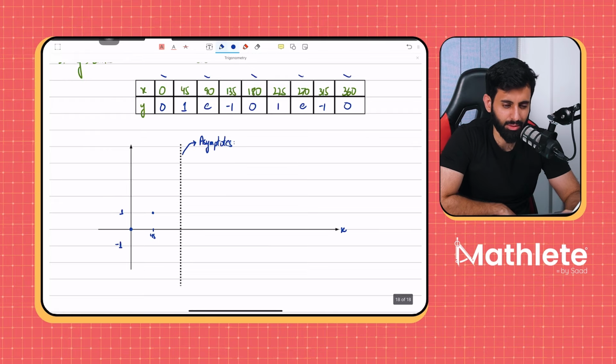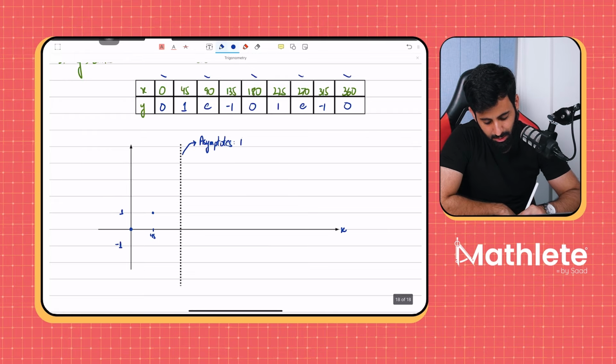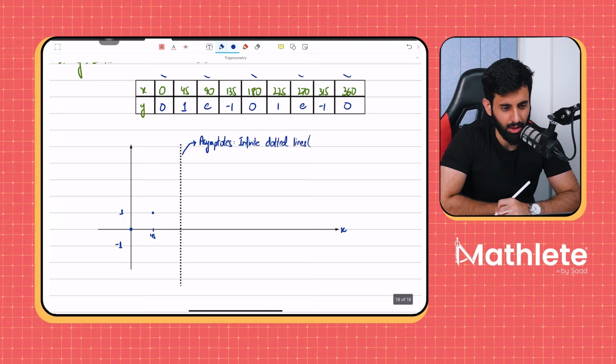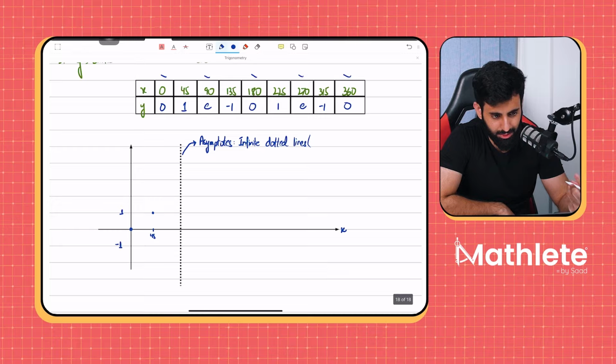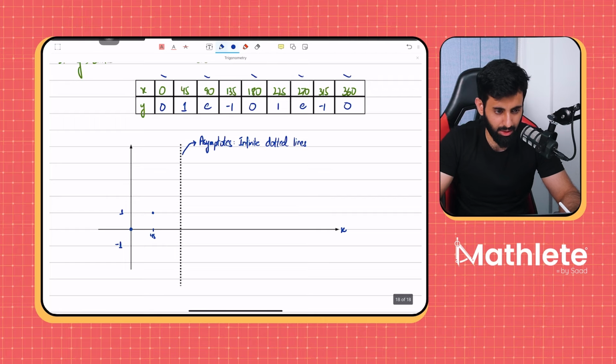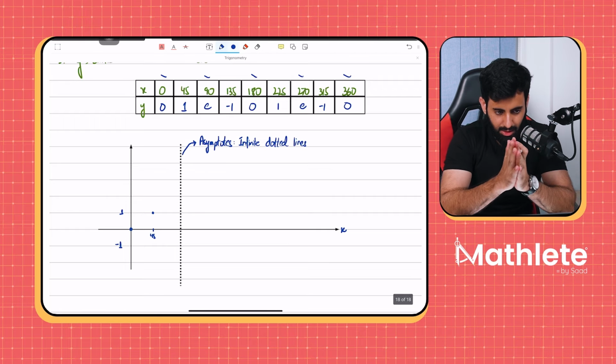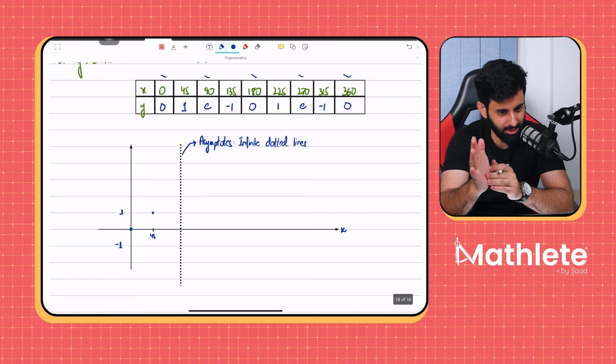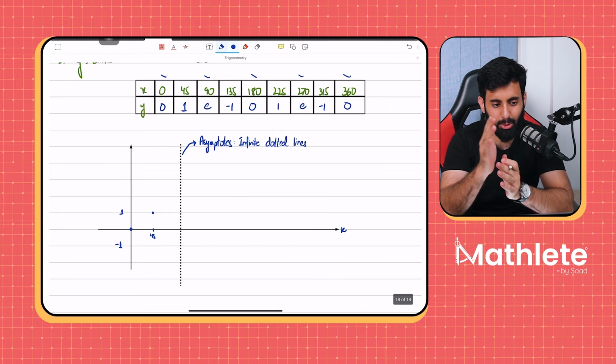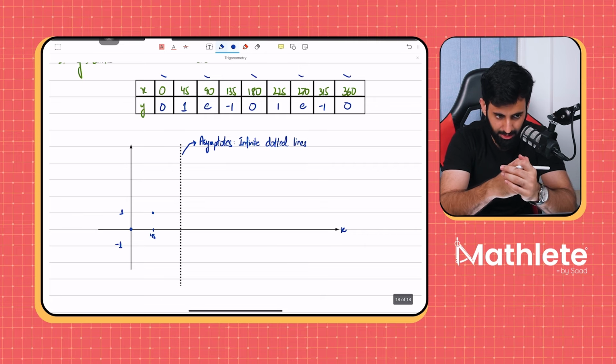Now it's a fancy word for something very simple. What are asymptotes? Asymptotes are basically infinite dotted lines. Sometimes we physically draw them, sometimes we don't, in which case they're imaginary. But what they are is they're basically infinite dotted lines to show that the curve is going to get closer and closer to this line, but it's not actually going to cut it. And we're going to see that in action.